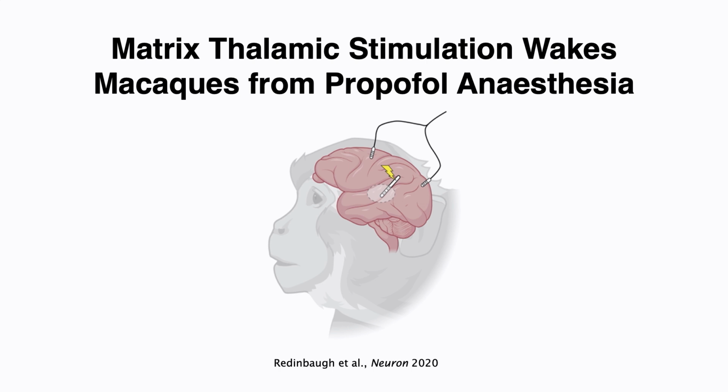So what Eli was really interested in challenging himself to do, though, was to recreate some important effects that people had seen in the literature. There was a really beautiful paper that came out from Yuri Saalmann's group at the University of Wisconsin, where they took a macaque monkey, gave it propofol, which anesthetized the monkey, and then they went in with an electrical stimulator, 50 hertz stimulation, into the central lateral thalamus, which is a really matrix-rich thalamic nucleus, and they were actually able to wake the animals up from anesthesia.